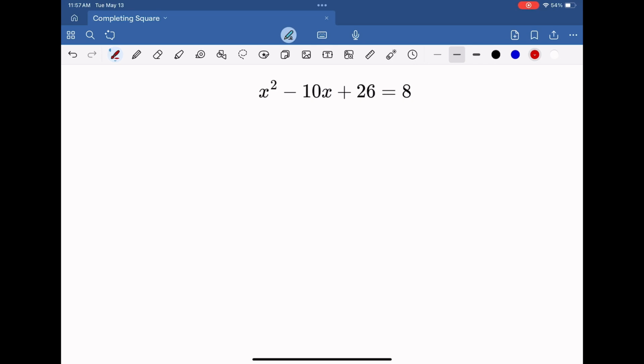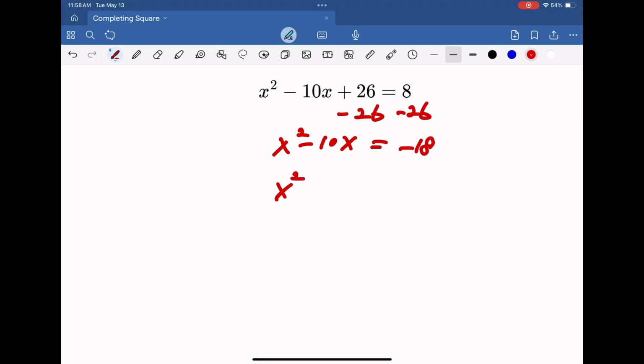Next one, we're going to move 26 to the right-hand side by subtracting. So x squared minus 10x equals negative 26 plus 8, which is negative 18. You divide 10 by 2, which is 5, and then you square that number and add it. So x squared minus 10x, 10 divided by 2 is 5, so add 5 squared. Do the same thing on the right-hand side, negative 18 plus 5 squared.